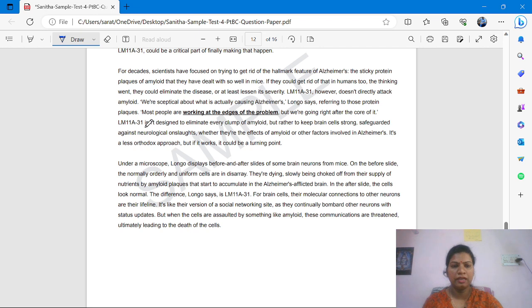LM11A-31 is not designed to eliminate every clump of amyloid, but rather to keep the brain strong, safeguarded against the neurological onslaughts, whether they are the effect of amyloid or other factors involved in Alzheimer's. It is a less orthodox approach, but if it works, it could be a turning point.